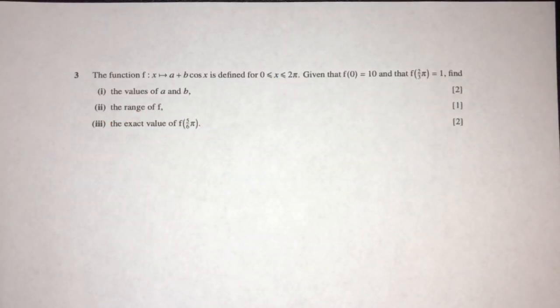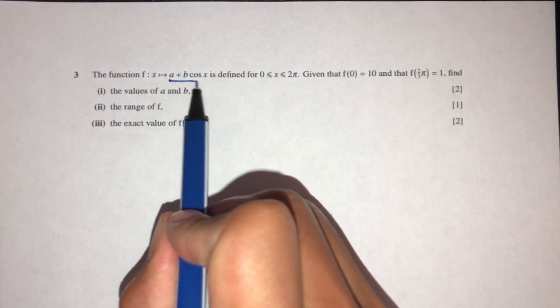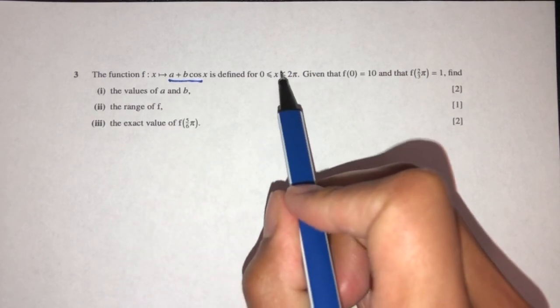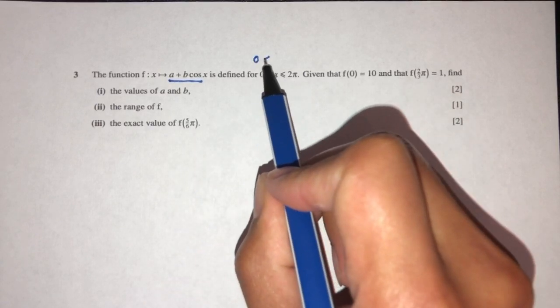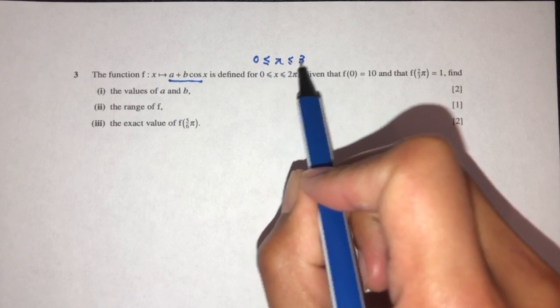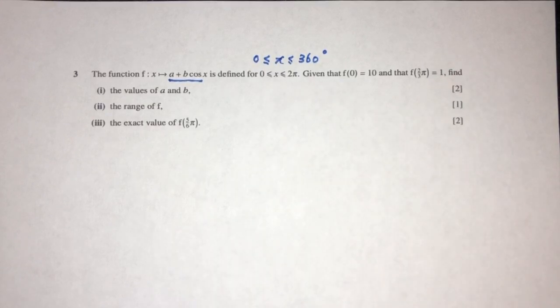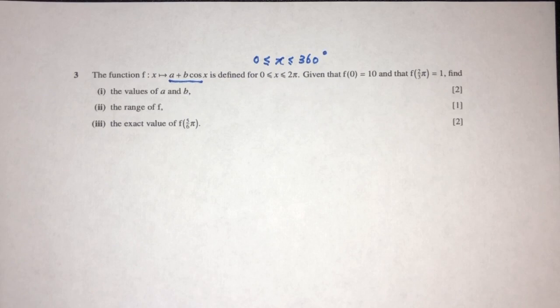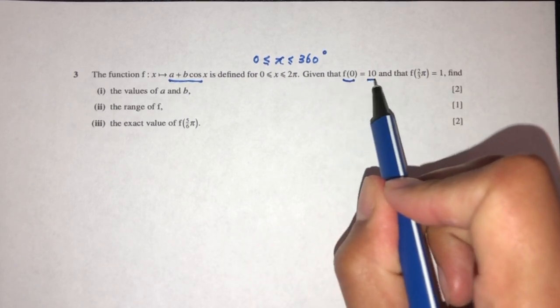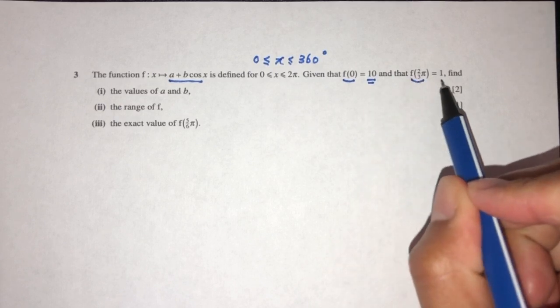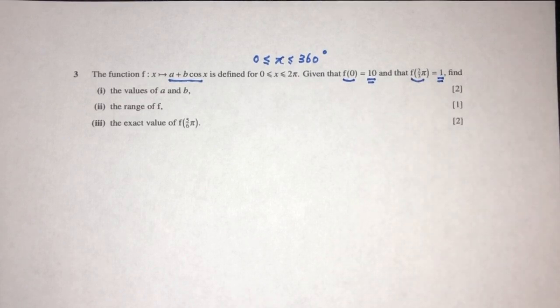The function f is equal to a plus b cos x. Okay, that's the definition. It is defined for the domain of 0 to 2 pi. So if you want to work with degrees, it is between 0 degrees and 360 degrees. Anyways, that's just a way for you to have a different view of the angles in radians. Now, we're given two values here: f of 0 is 10, and f of 2/3 pi is 1. So we have to use these to find the values of a and b.